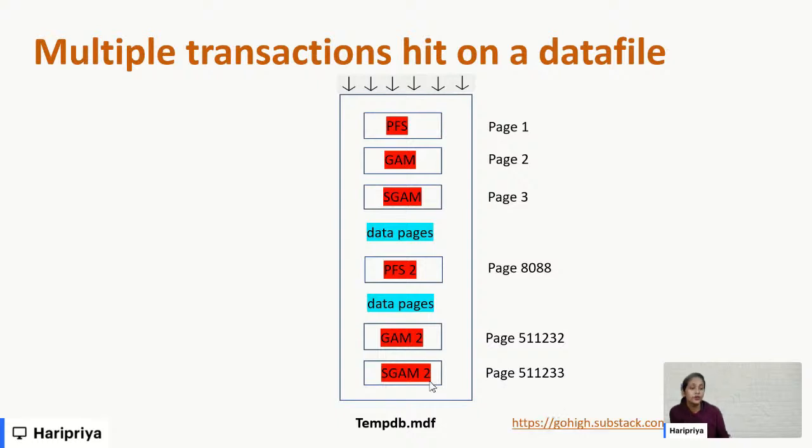And if you're interested to know why it repeats every 8088 pages, or why GAM and SGAM repeat every 511,232 pages, I've written a blog post about it, and you can check out the blog. Like I said, dealing with internals and things like that is not in the scope of today's presentation, so I just wanted to leave it at that. All you need to know is when you have too many transactions hitting the data file, they cause contention on PFS, GAM, SGAM pages.